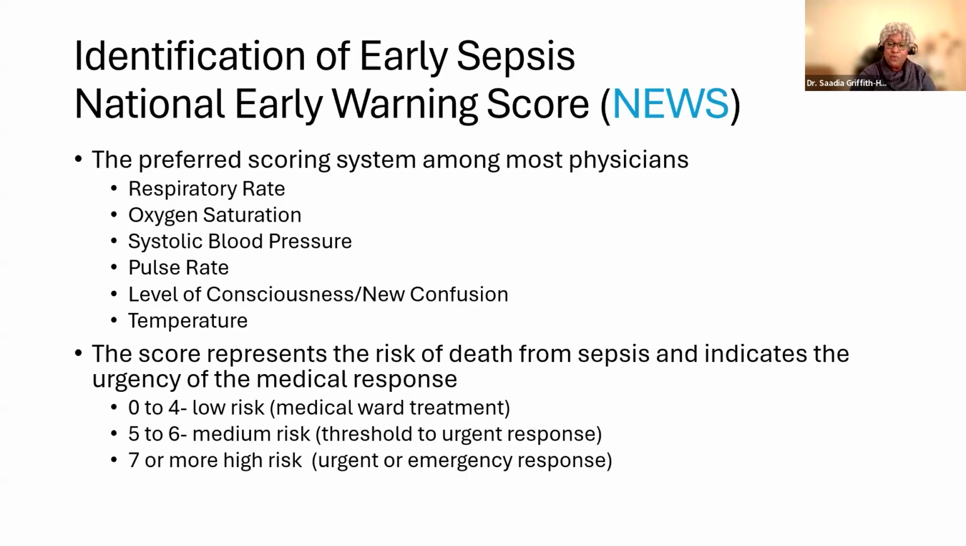And this score will represent the risk of death from sepsis for a patient, but it also indicates the urgency of the medical response. So if you have a score of 0 to 4, that's considered to be low risk, and somebody who you may be able to treat on the medical ward. If you have a score of 5 to 6, it's a medium risk, and that's the threshold to an urgent response, which would be more ICU based and more aggressive. And a score of 7 or more means that you're high risk for death from sepsis, and that patient would require or deserve an urgent or emergency response.